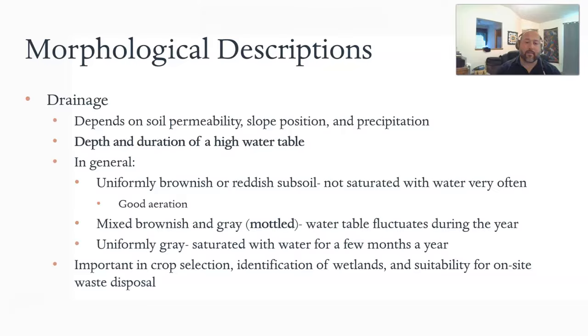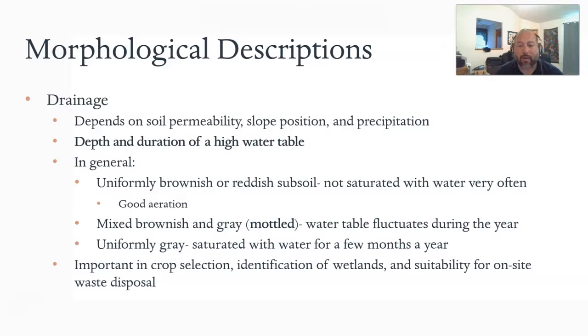And so when we're talking about drainage, we're really talking about the depth and duration of a high water table and where the water table is. Now, the water table is just the top of where the groundwater is in the soil. And so when we're talking about drainage, we've got three basic categories. We've got uniformly brownish or reddish subsoil, so it's not saturated with water very often, and you've got good aeration.